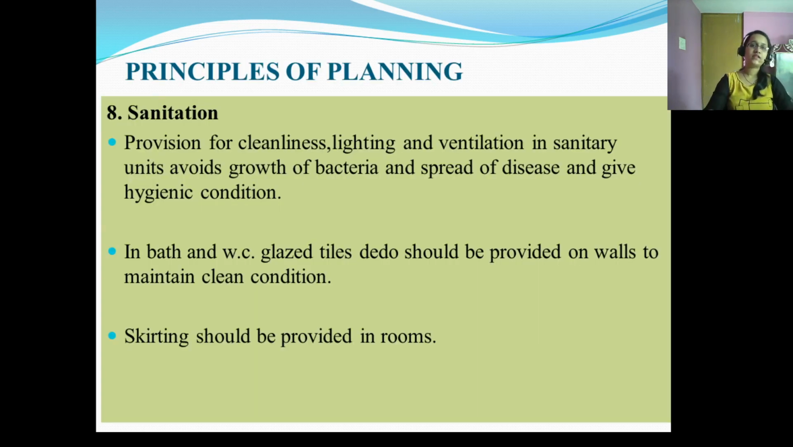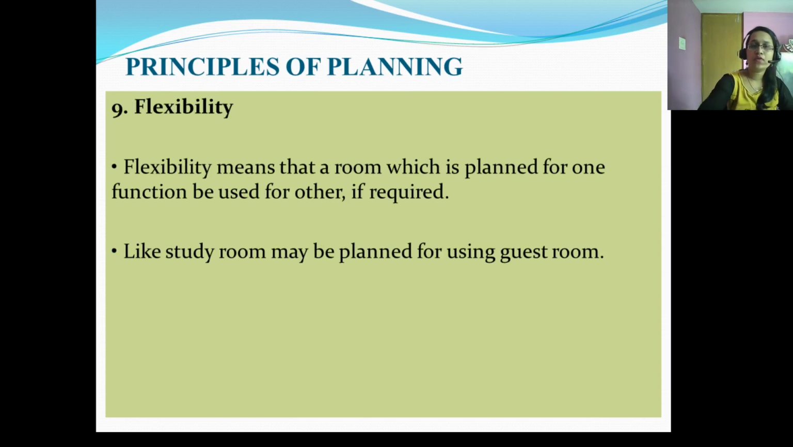Coming to the next principle, sanitation. Provision for cleanliness, lighting and ventilation in sanitary units will avoid the growth of bacteria and hence the spread of diseases. Skirting should be provided in rooms, which is very important. Coming to flexibility. Flexibility means that a room which is planned for one function can be used for another. For example, a study room may be planned so that it can be used as a guest room. So that is flexibility, and it can be achieved.